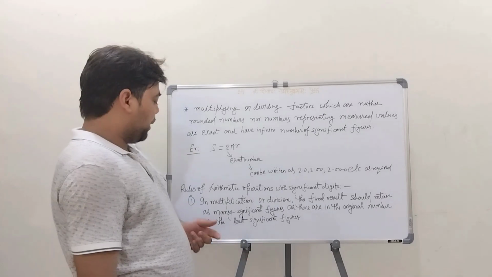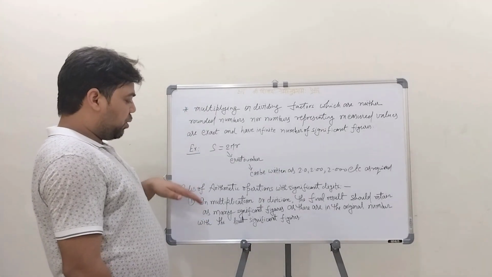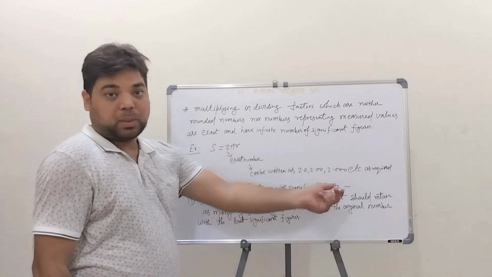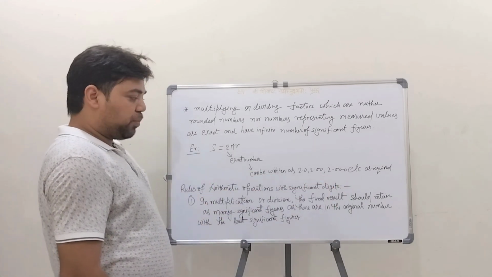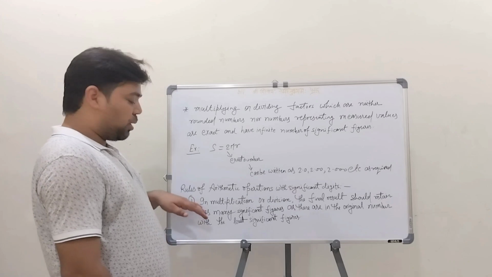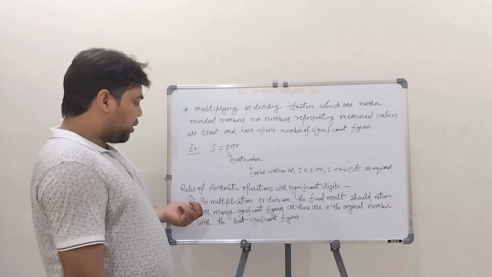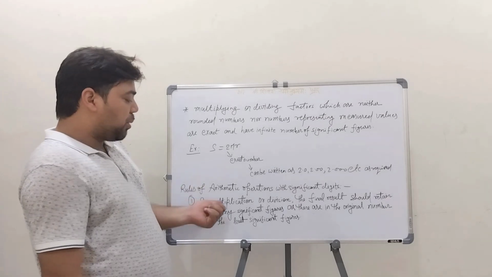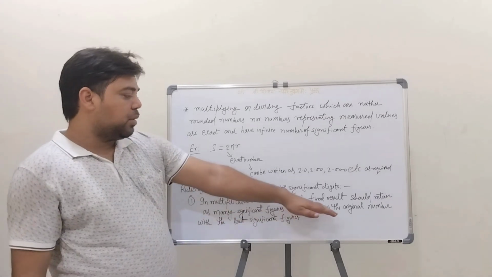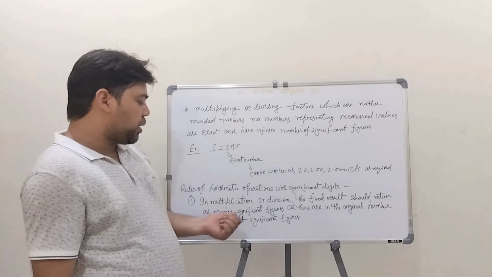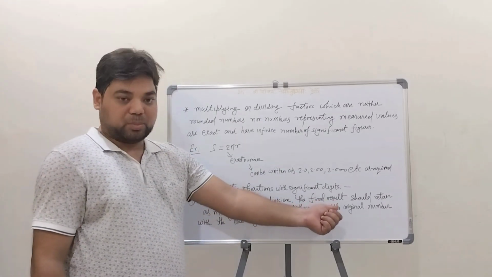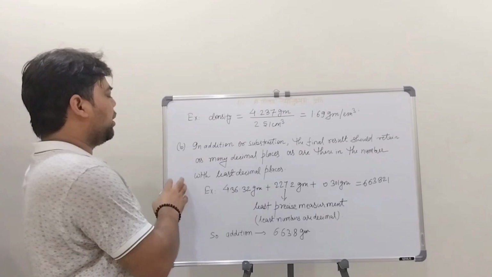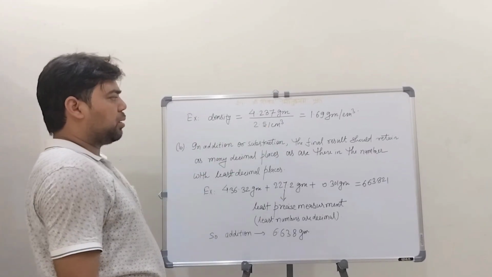Now let us go to another rule, that is, the rules for arithmetic operations with significant digits. The first rule is related to multiplication and division. Let us state the rule and try to understand it. In multiplication or division, the final result should retain as many significant figures as there are in the original number with the least significant figures.